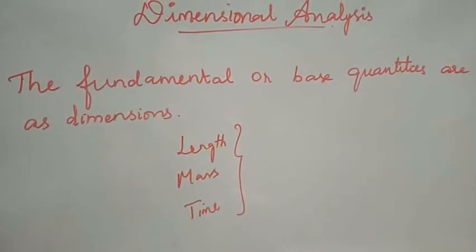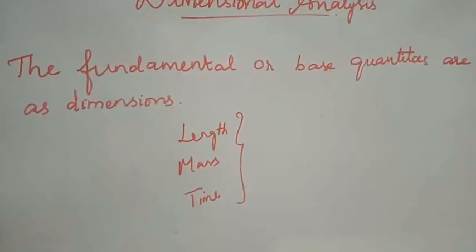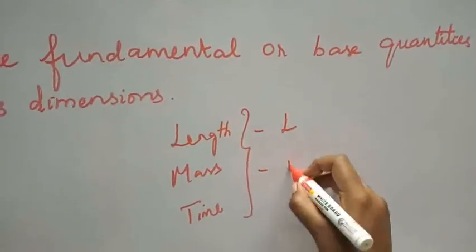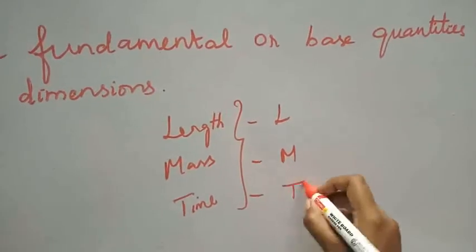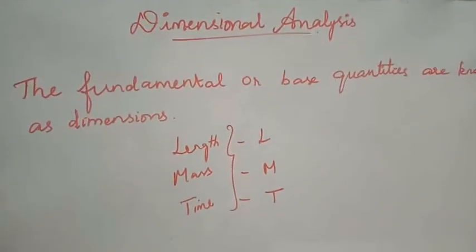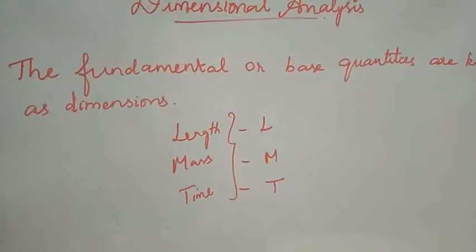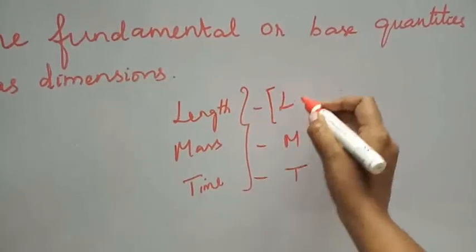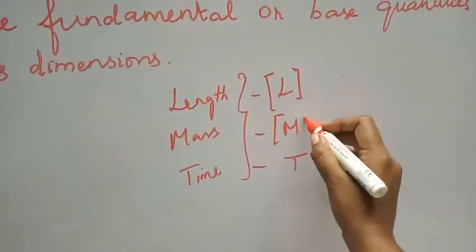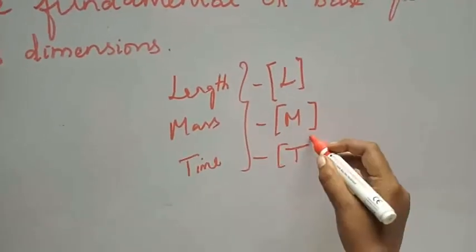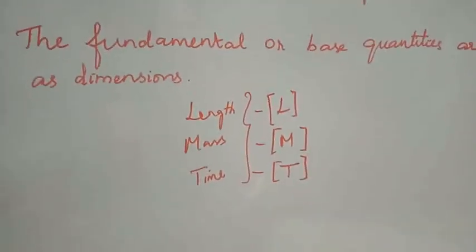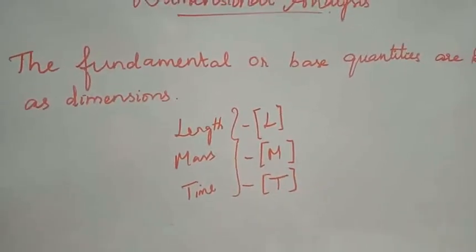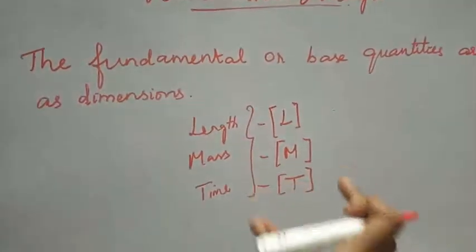So the most common thing that we use is these three dimensions. For length it is indicated by L, for mass it is represented by M, and for time it is T. And mostly for dimensional analysis, to represent that this one is a dimension, you have to represent this letter with a square bracket. A square bracket should be given before this symbol so that this represents the dimension. Any of the other derived quantities can be represented in terms of these fundamental quantities.